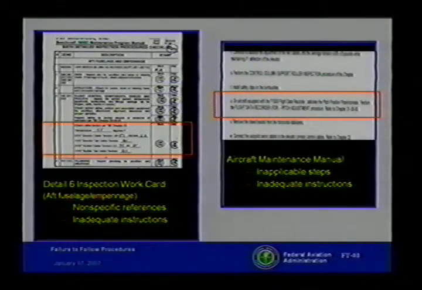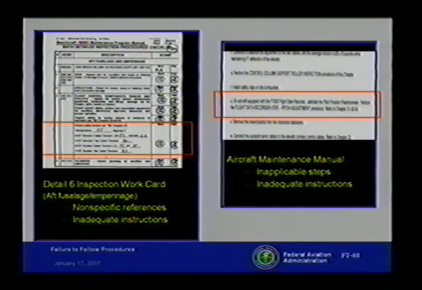On the inspection work card, there were non-specific references, inadequate instructions. So we see it wasn't just the mechanic, it wasn't just the supervisor. We've got the instructions here that weren't sufficient to completely do the job. On the other side, we have an aircraft equipped with a flight data recorder, where you've got to calibrate the pitch position potentiometer. That's an important part here. The aircraft maintenance manual had inapplicable steps and it had inadequate instructions.